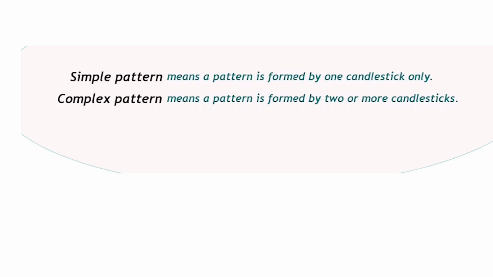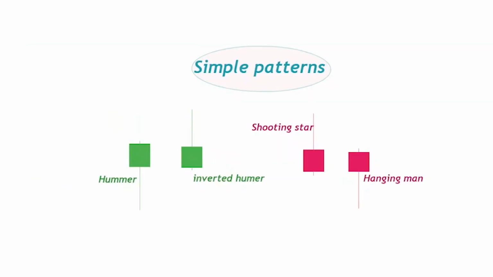The complex patterns are formed by two or more candlesticks. You get more candlesticks to give you a signal that we are going to be expecting buying or selling. Entering from that confirmation, we are going to take a look at all the different candlestick patterns indicating buy or sell in the market. Now, these are the four candlesticks that we have from the simple patterns.